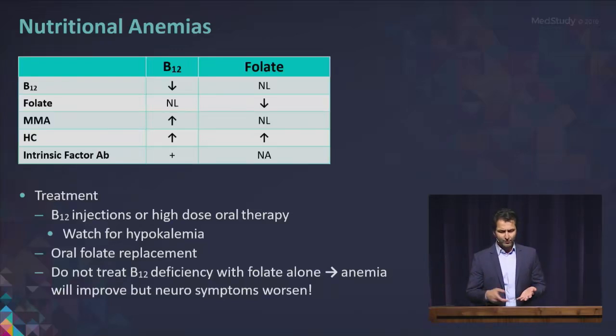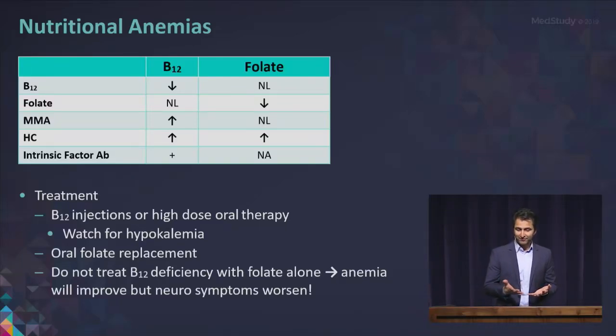Treatment's pretty straightforward. You replace B12 either parenterally with injections or high-dose oral therapy. If you diagnose pernicious anemia, you should start with injection therapy because there's an absorption problem. Folate replacement is usually given orally.